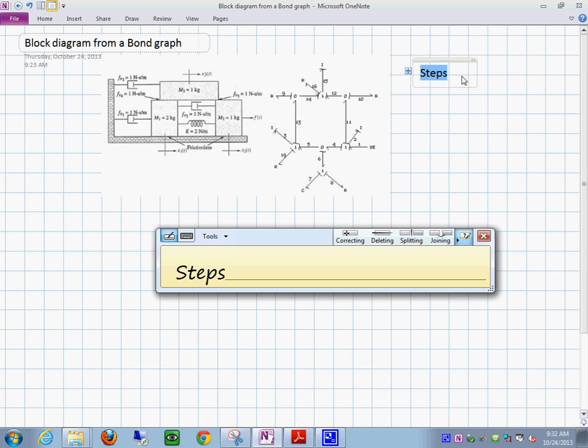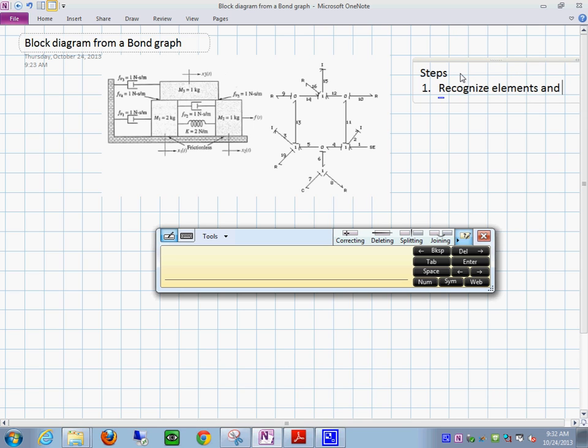Maybe just for the title, step number 1, what did I say? Recognize the elements. So 1 we say, recognize the elements and structure, I would say. So just take a quick look at how it is. 2, I would say, lay out the bond graph with the connection structure.